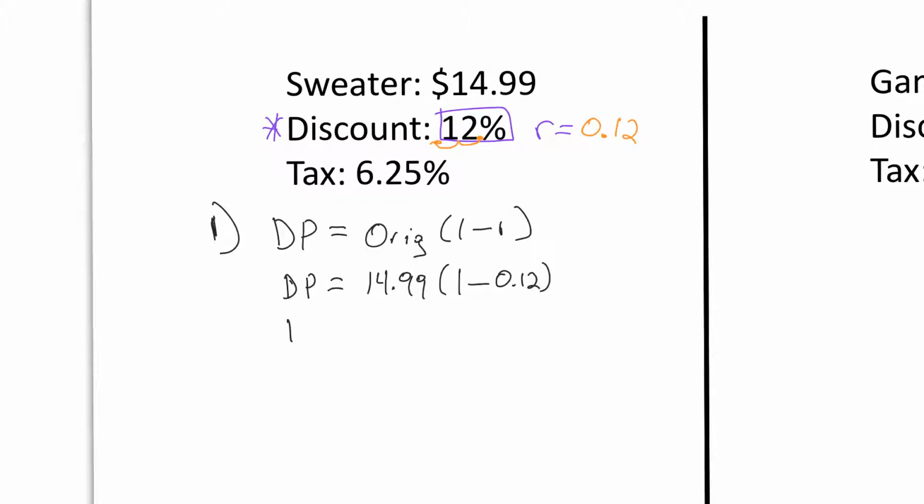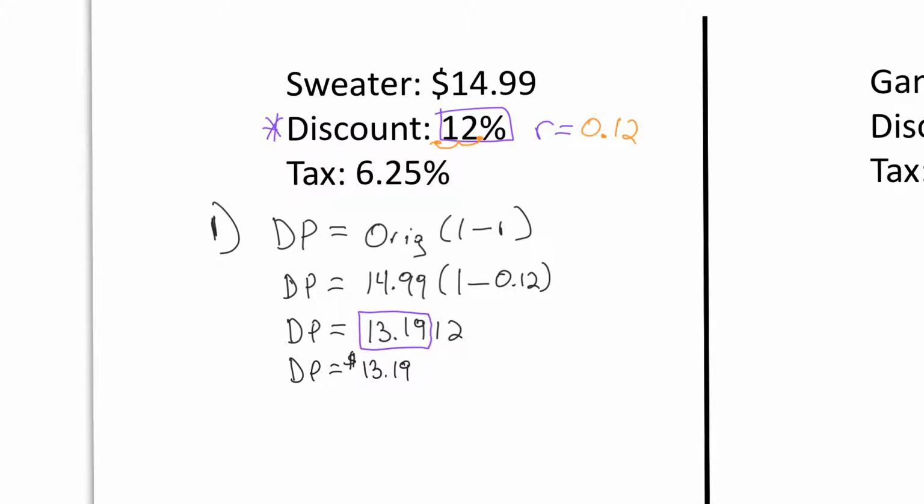Do that in the calculator, and my discounted price will equal 13.1912. Now remember, we're talking about money, so all we want is these digits right here, 13.19. But we have to be careful. If you look at the number next to the 9, it's a 1. This number is less than 5, so you cannot round up. This stays the same. So my discounted price equals $13.19. Okay, that's not the answer though.